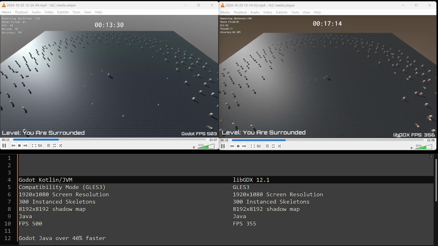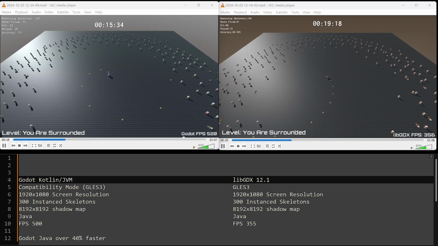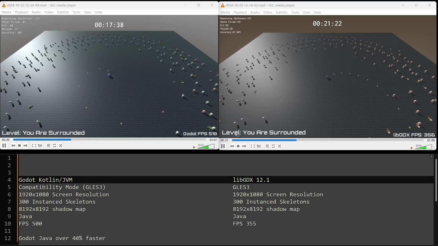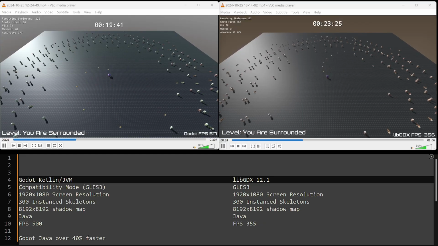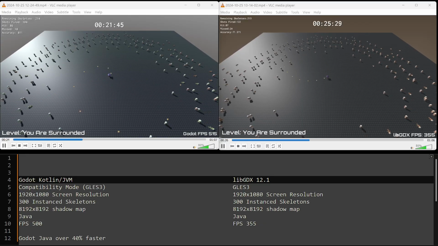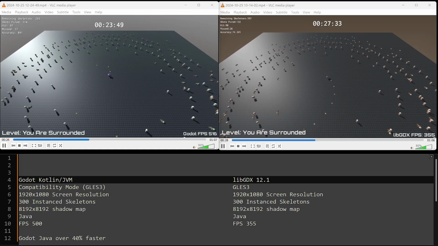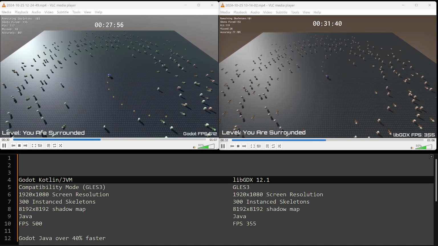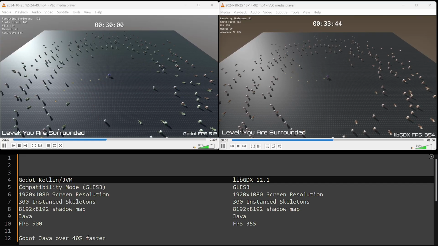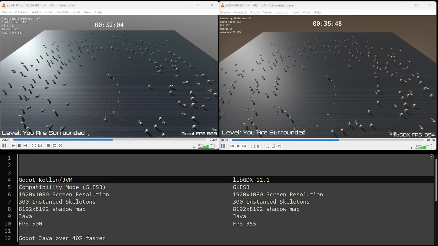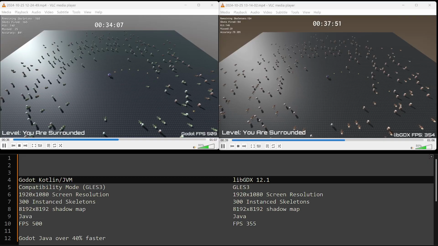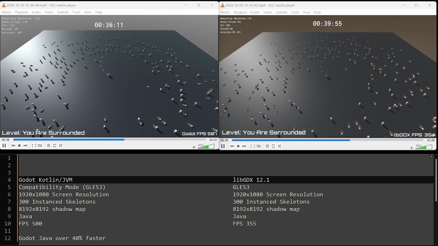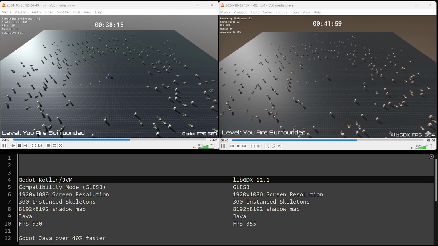I created a game on the right during a game jam using libGDX, which is a framework using instancing. And I migrated it to Godot Kotlin JVM. So I used the majority of the Java code, like 80% of it. And it's running on the left on the Godot Kotlin JVM.